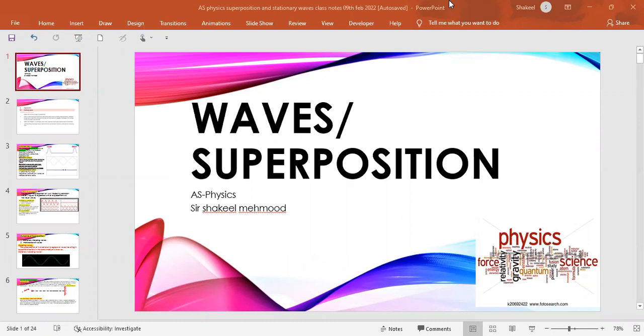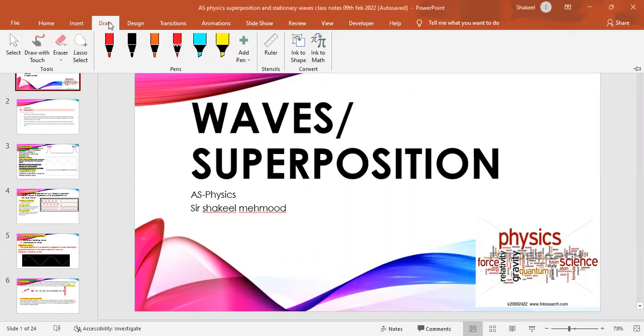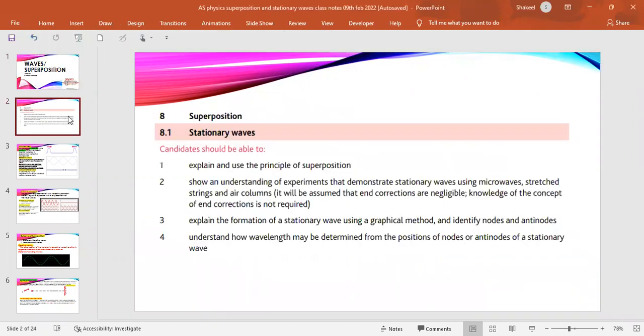Okay, beta. So this superposition is actually the second topic of wave and second chapter of wave, and this is a very important topic because the probability for one question to come in theory is very high from this topic. So superposition is the chapter name, and the first topic is stationary waves or standing waves.